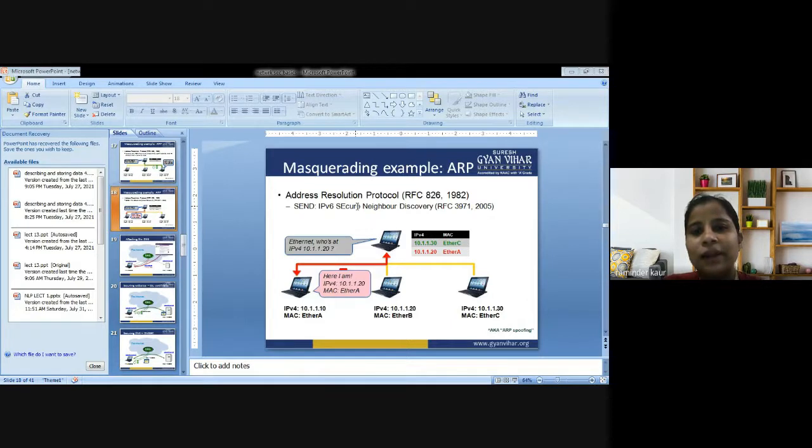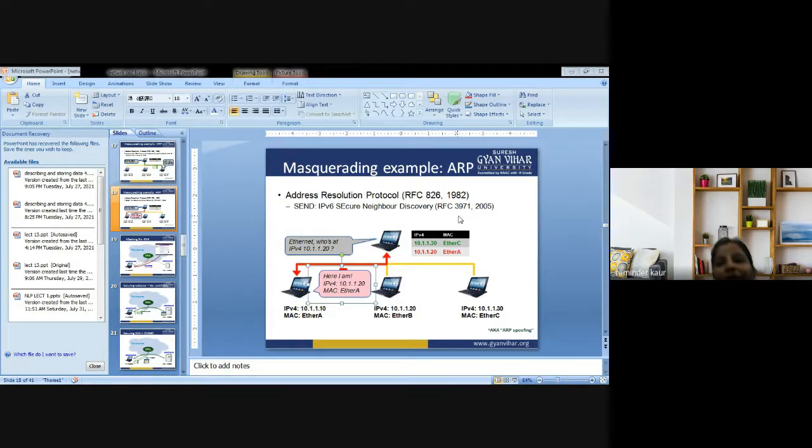Again, there is an example that is given to it. IPv4, Ethernet. Send IPv4 secure neighbor discovery. In that manner, it is helping the neighbor so that it could discover the neighbor by using RFC 3971, which came in 2005. Address Resolution Protocol is using RFC 826, which was developed in 1982. So this is the procedure in this picture that is to be followed for the same.